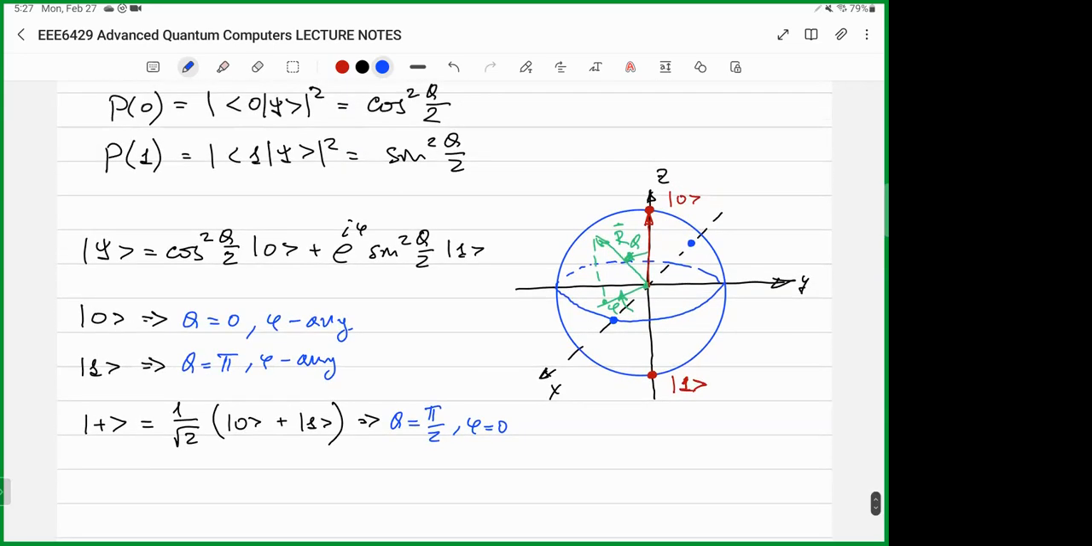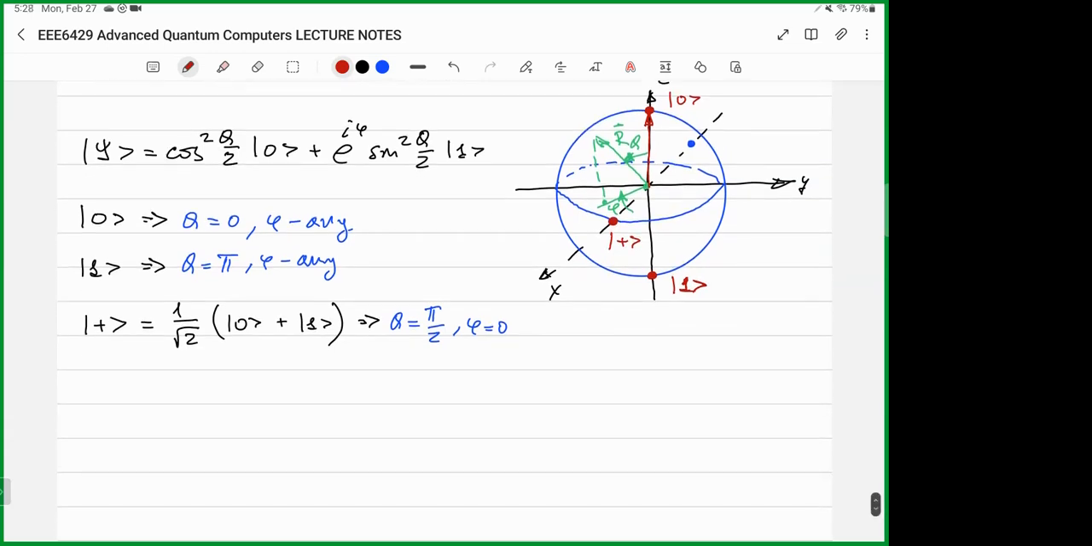So where is this point on the Bloch sphere? For theta pi over 2 and phi 0, it is this point at the axis x. So this is state plus.